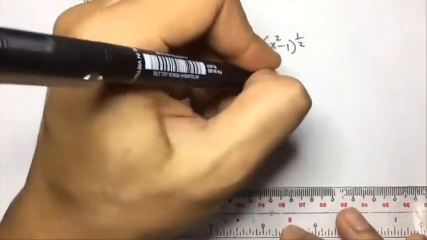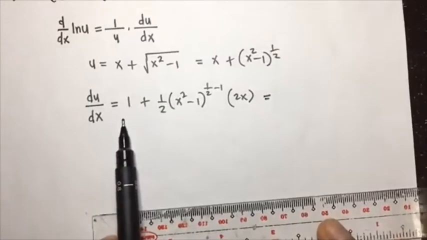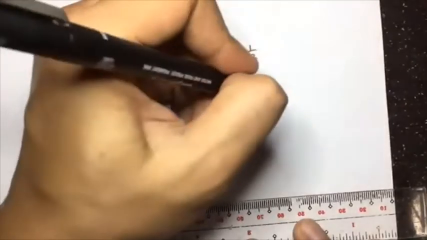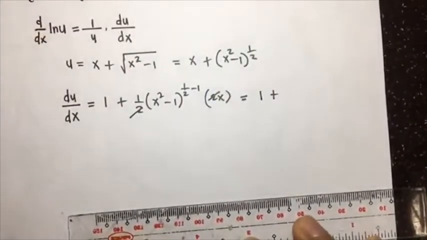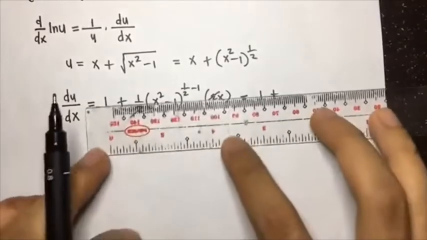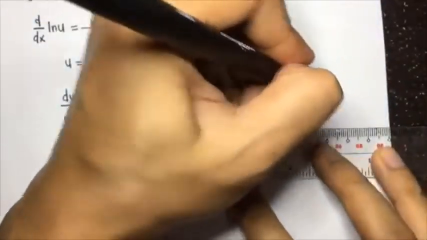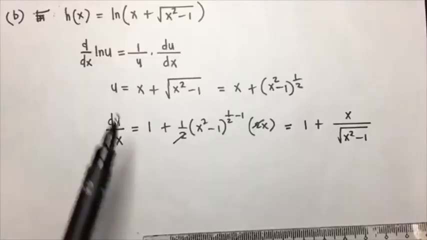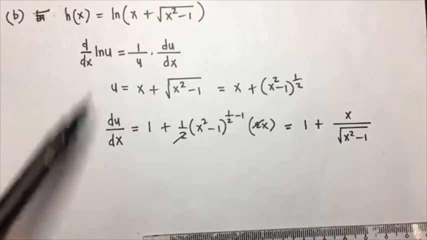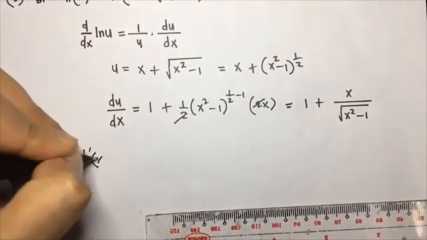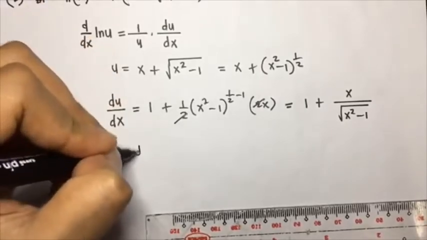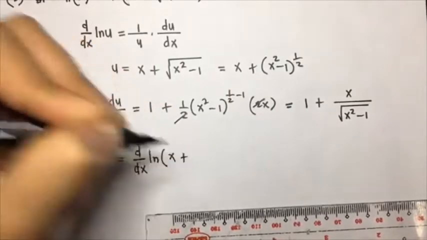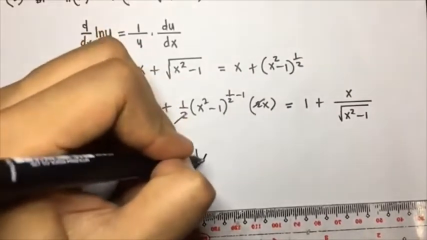Okay, so therefore the derivative of u with respect to x, simplifying this, we can cancel out 2, so it will be 1 plus x over square root of x squared minus 1. Okay, so therefore h prime of x is equal to the derivative with respect to x of ln of x plus square root of x squared minus 1.